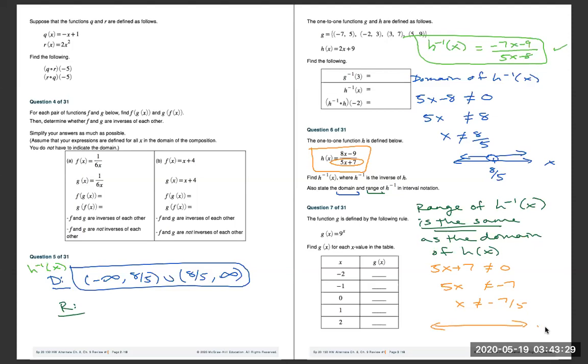Here's your number line of x values. -7/5 is off limits. Everything else is okay. So we have negative infinity to -7/5, parenthesis, parenthesis, union -7/5 to infinity.